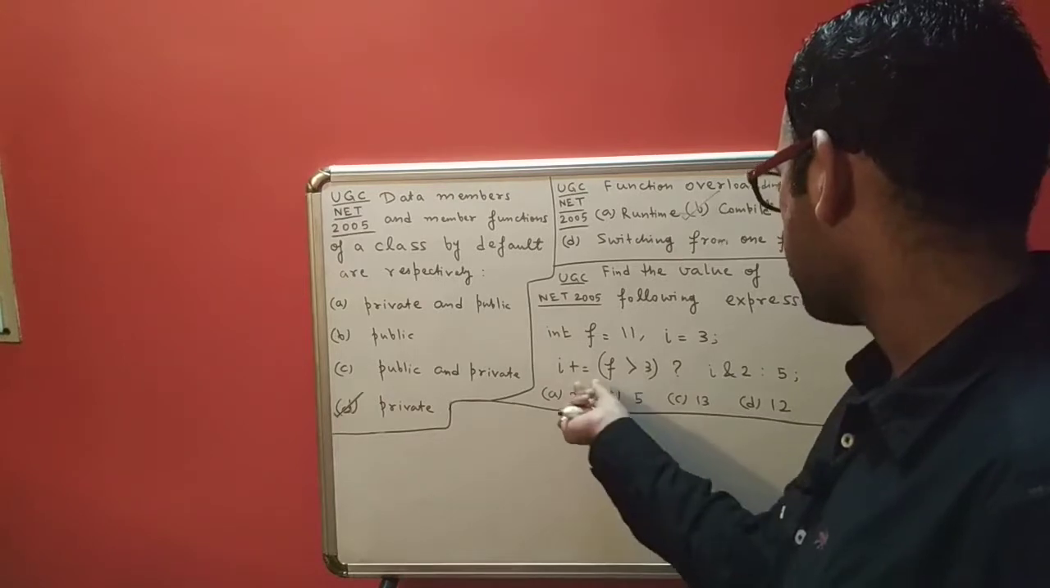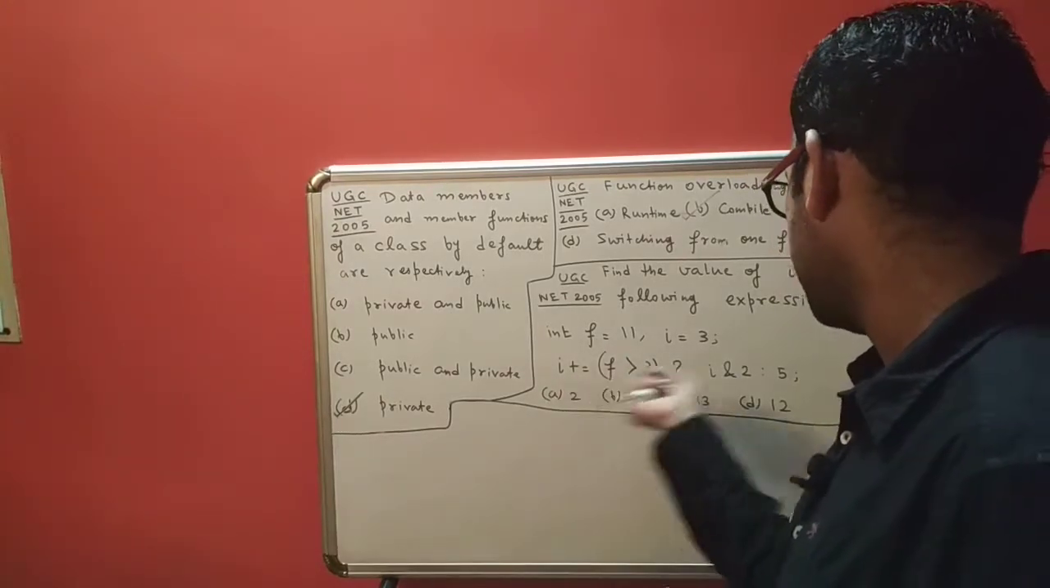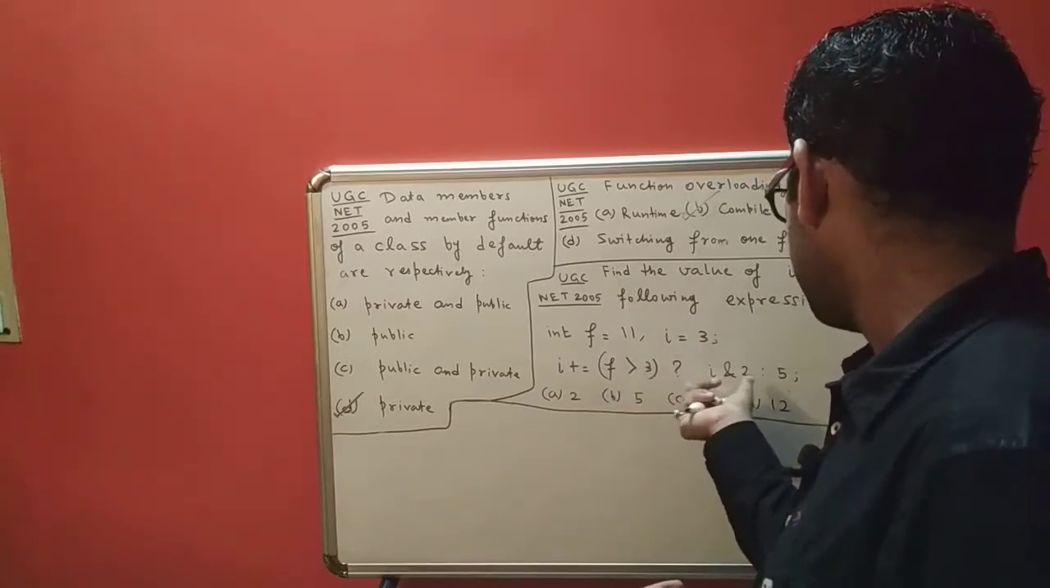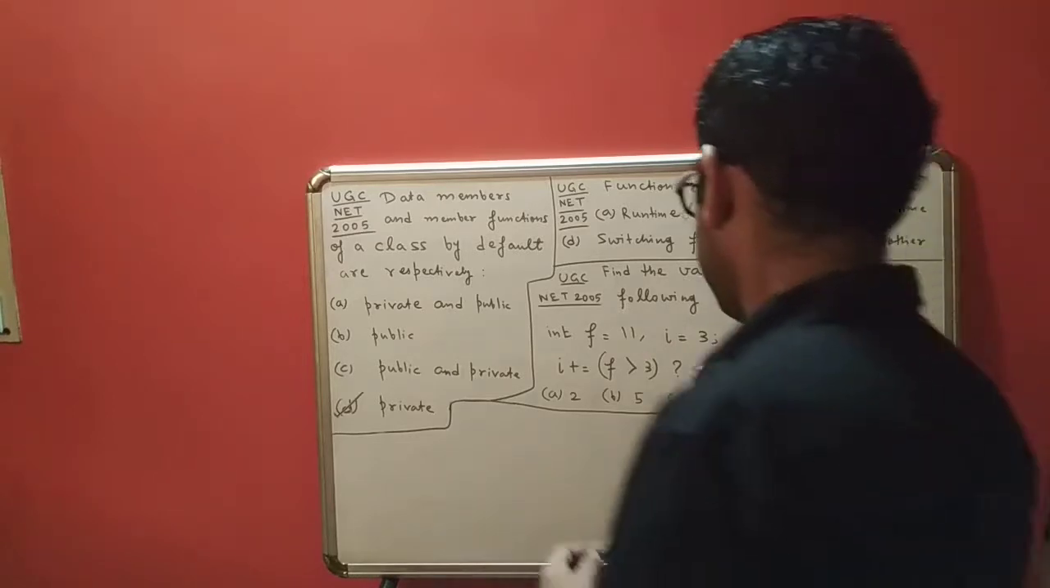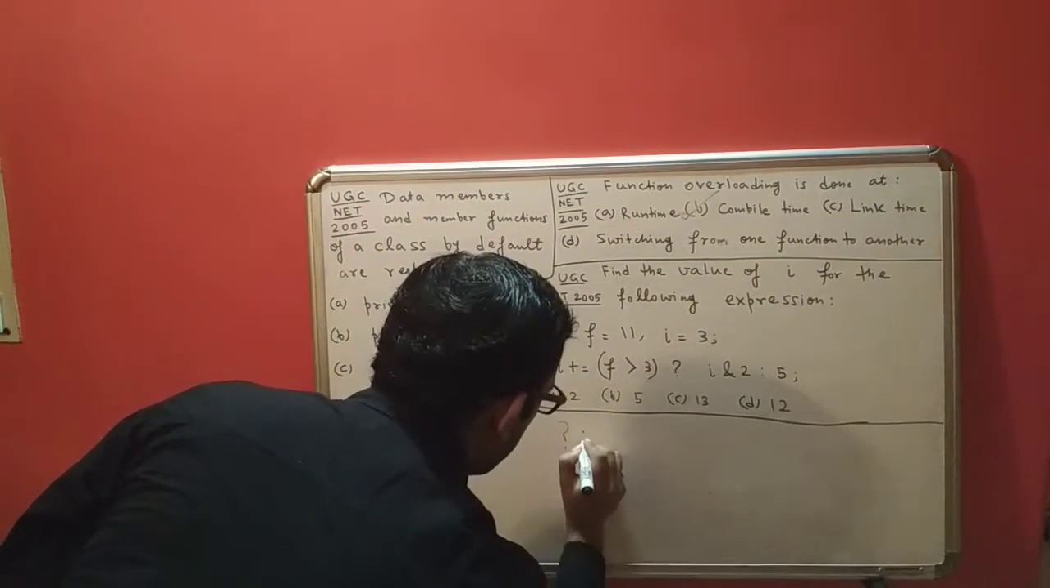As you can see, we have a shorthand operator plus equal to, we have the parenthesis which has the highest precedence among all these, we have the relational operator greater than, we have the conditional operator. The conditional operator is question mark colon.